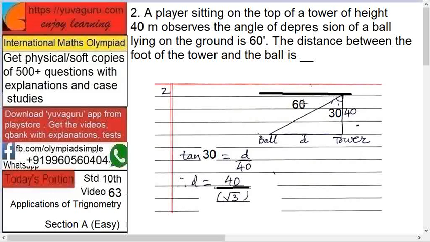So this is 60 he sees. So this will be 30 because total is 90. So this angle is 30. Now what do we want? The distance between the foot of the tower and the ball. So this D we want.